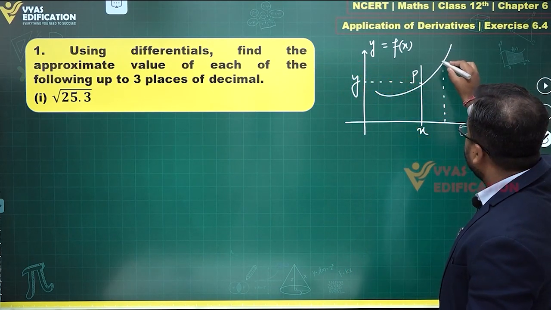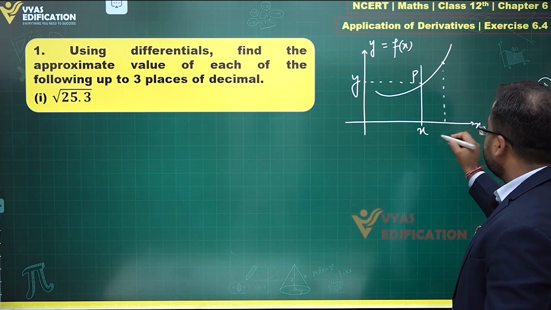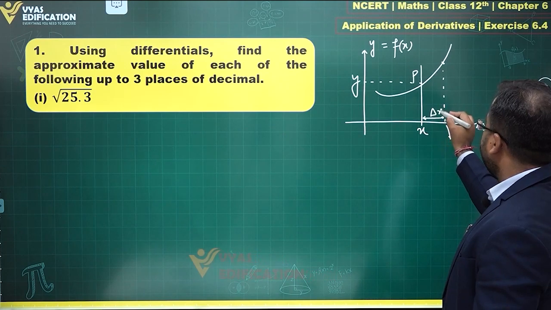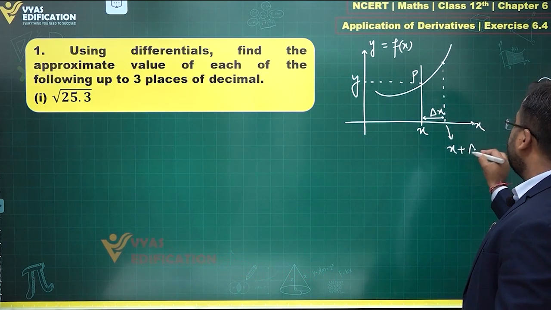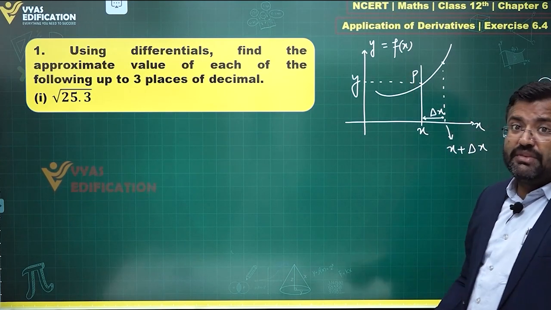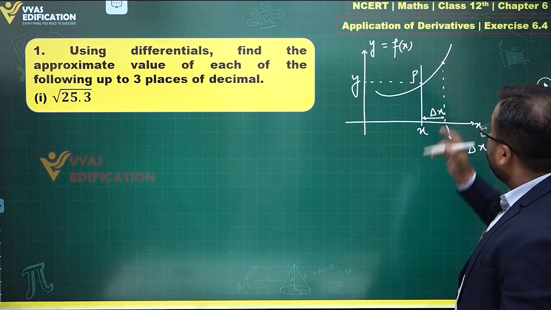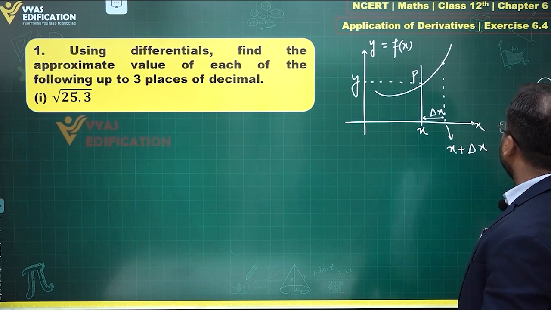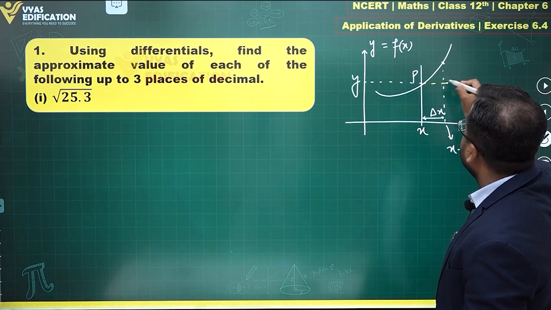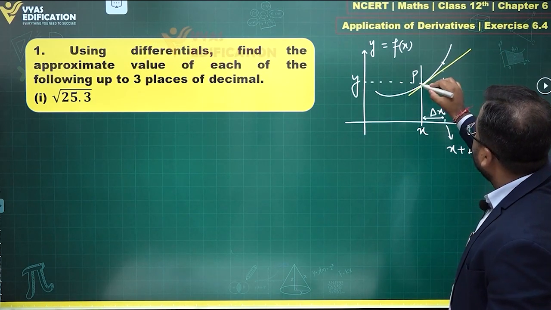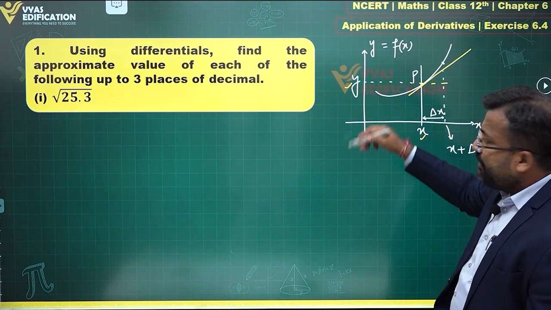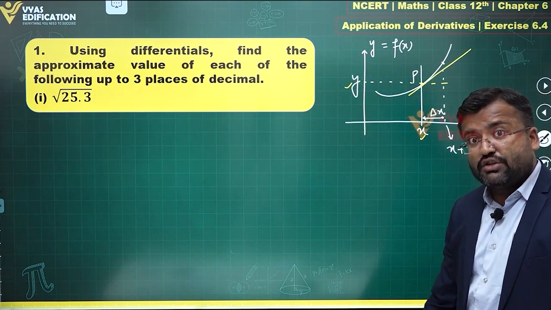So actual increment will be something else. Let's say this distance is delta x, then this point is x plus delta x, and the value of the function at x plus delta x will be actually something. But then instead of actually finding that value, we approximate the value with some idea. What's that idea? We draw the tangent over here at this point. Now, for this particular point, x and y will be known, and the equation of tangent will also be known.